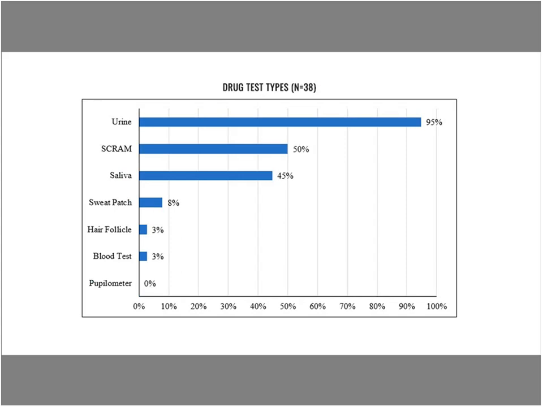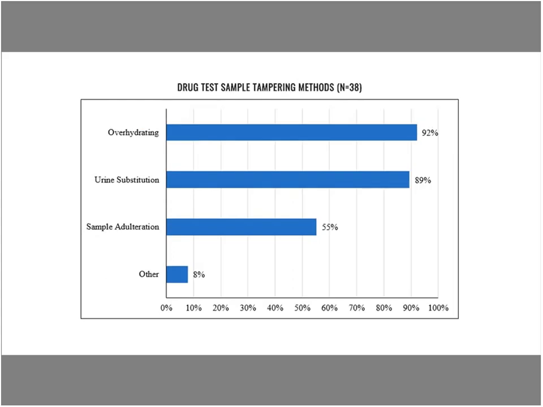So urine tests were most likely used, and that was followed by SCRAM, which is Secure Continuous Remote Alcohol Monitor. And then this figure shows ways that drug tests are tampered with, most often overhydrating or urine substitution.